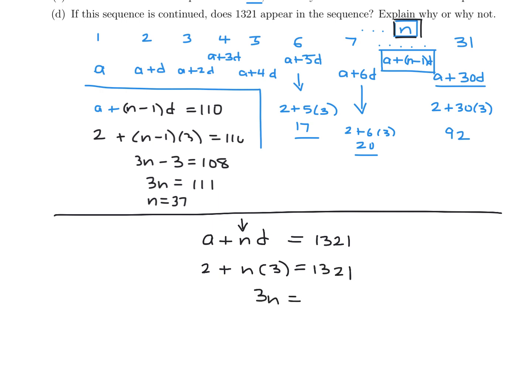So this looks like 3n is equal to 1319, and therefore n would be equal to 659.5. Since n is not an integer, this is not possible, because n represents the number of terms. Actually, the number of terms would be n plus 1, so I have to make that careful distinction. But regardless, if n is this, n plus 1 is not going to be an integer. So n has to be an integer, and because n is not an integer in this calculation, 1321 does not appear in the sequence. You can just write that out in a sentence format.